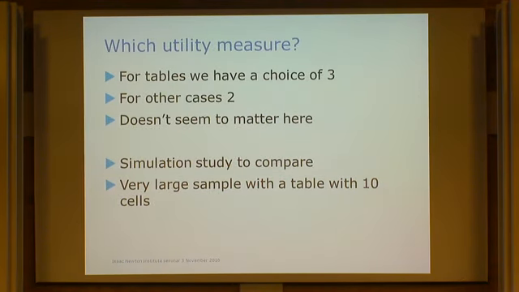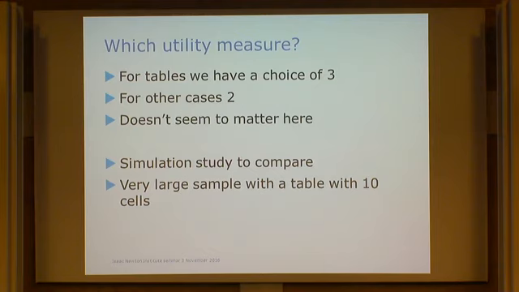So which utility measure should we choose? For tables, we've got a choice of 3, and for other cases, 2. Though perhaps there is an equivalent to the Freeman-Tukey for the propensity score, I don't know. I haven't had time to think about it. But in fact, from the work on the real data, it doesn't seem to matter very much.